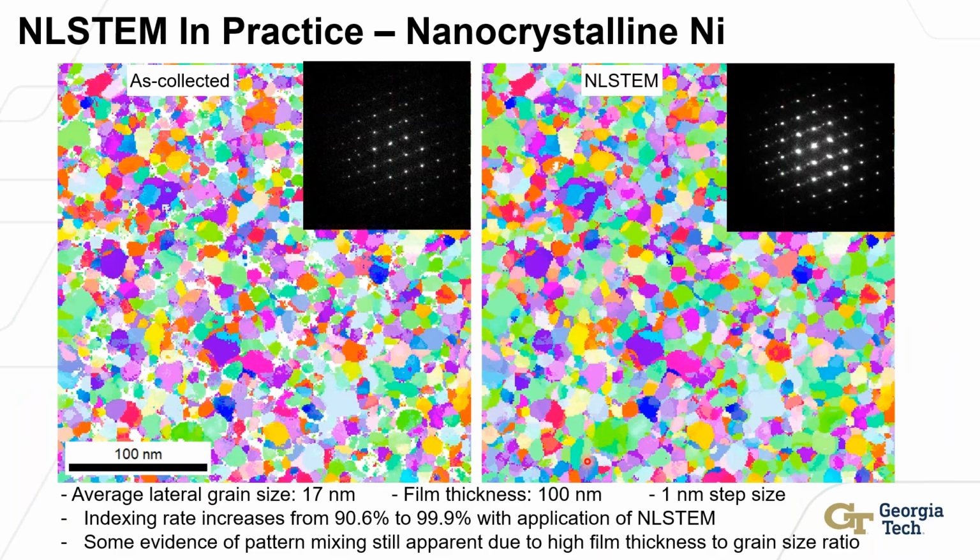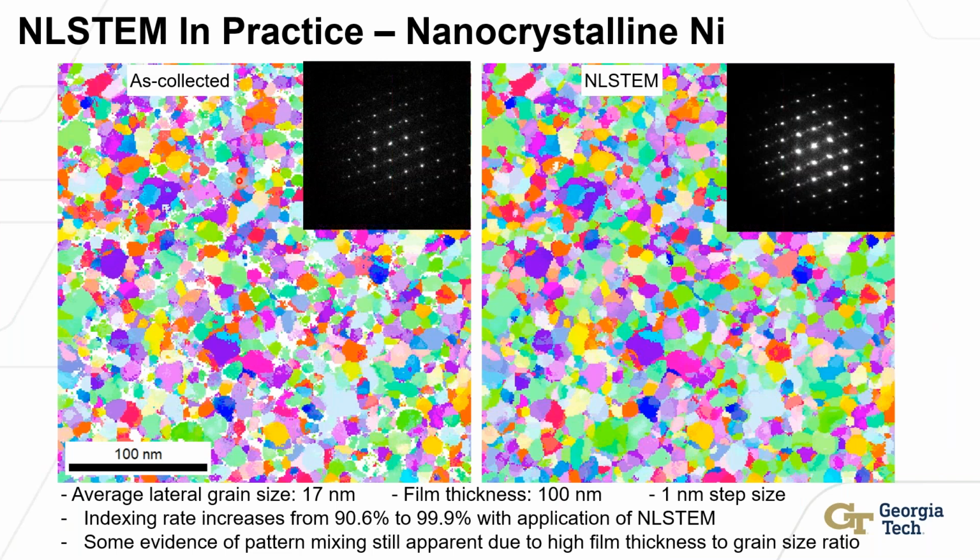So first example, we'll just look at a nanocrystalline nickel sample. So in this material, we're actually dealing with a very small grain size, about 10 nanometer average grain size, 10 to 20 nanometer. With a 100 nanometer thick film, it means that we're looking at multiple through-thickness grains. They're somewhat columnar, so it's not too much mixing, but that will have an effect on our results.